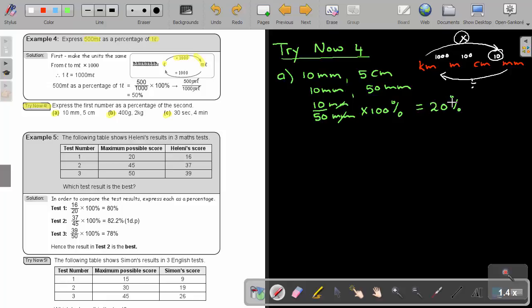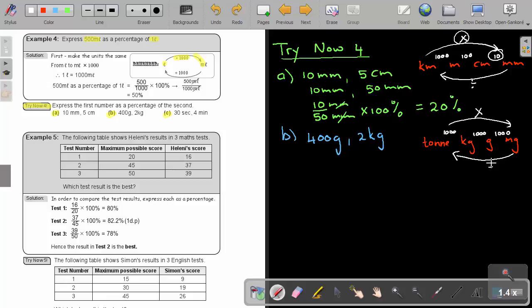Okay. Let's look at number B. Now number B was 400 gram and it was to 2 kilogram. Now again, I must make the units the same. Now let's go to our table. This is the table for mass, so it's ton, then kilogram, then gram, then milligram. And now I remember it. There's 3 zeros, there's 3 zeros, and there's 3 zeros. If I go to this side, I multiply, and if I reverse back, I divide.